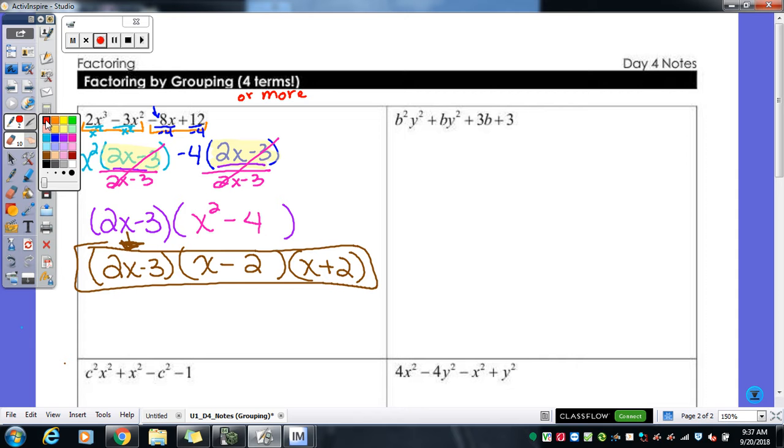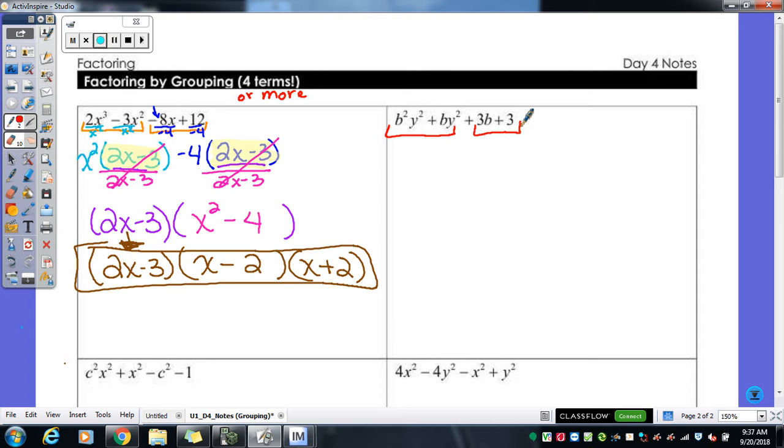All right, let's try it again. So again, we got 4 terms in our next example. So let's group the first 2. Group the second 2. Make our little flower boxes.